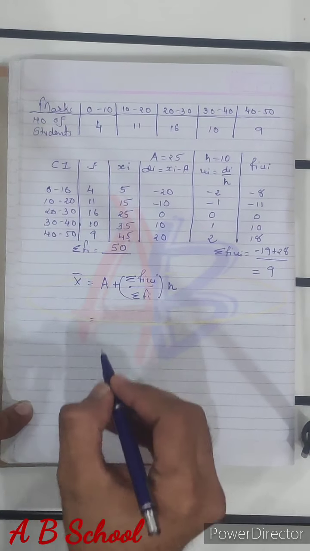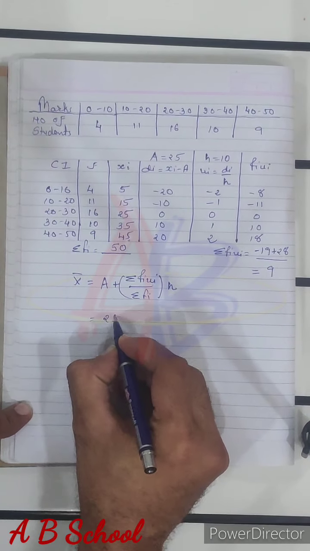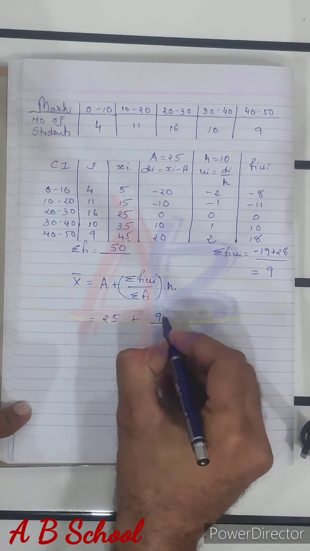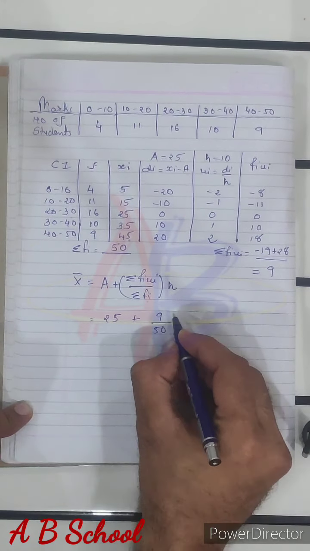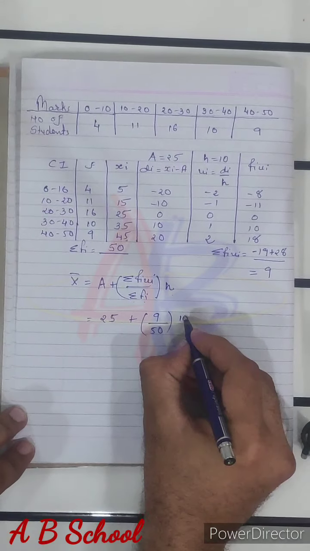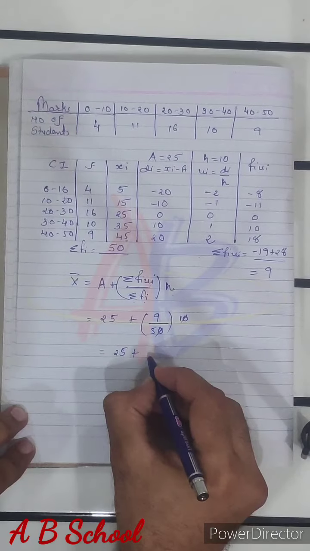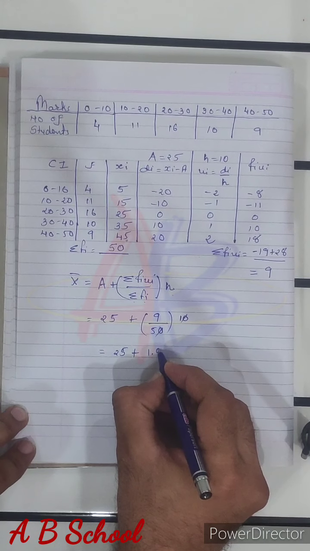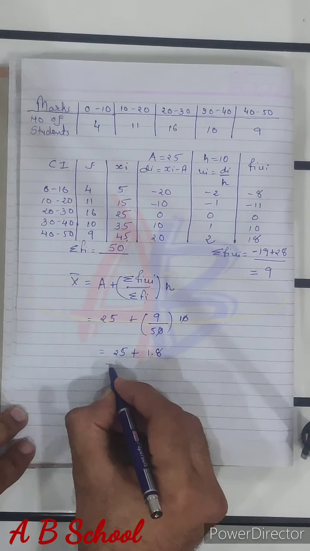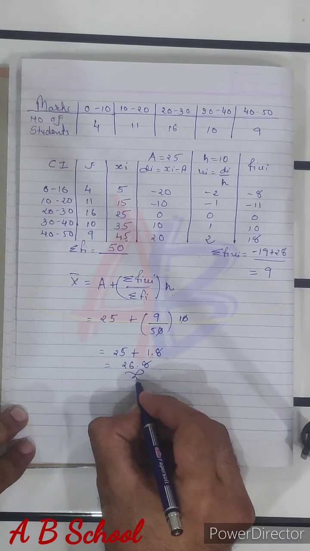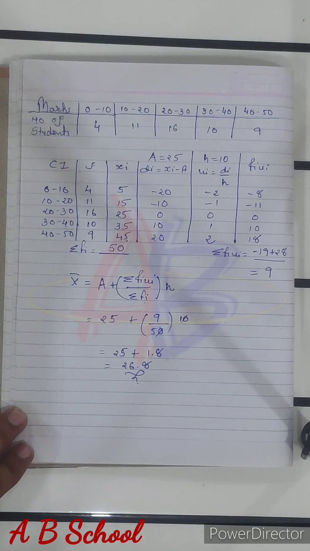So now the value of a is 25 plus summation fi ui 9 divided by 50, into 10. The 0s cancel. 25 plus 1.8. So the answer is 26.8. This is the mean by step deviation method.